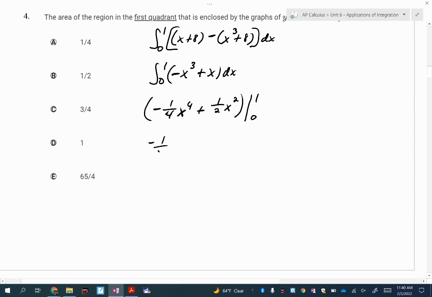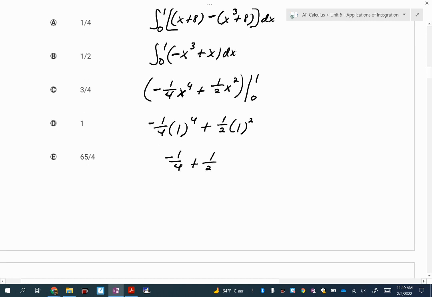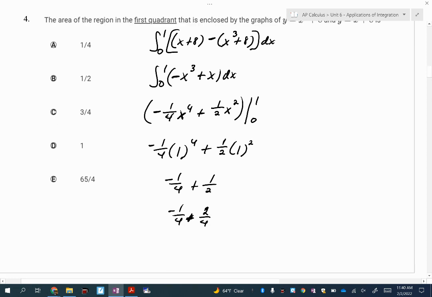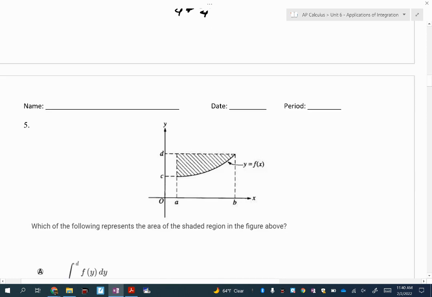So negative 1/4 times 1 to the 4th power plus 1/2 times 1 squared. I don't need to plug in 0 because that's just going to be 0. So that's negative 1/4 plus positive 1/2. So that's going to be negative 1/4 plus 2/4, which is a positive 1/4 for the area. So 4 is A. All right, let's go to number 5.